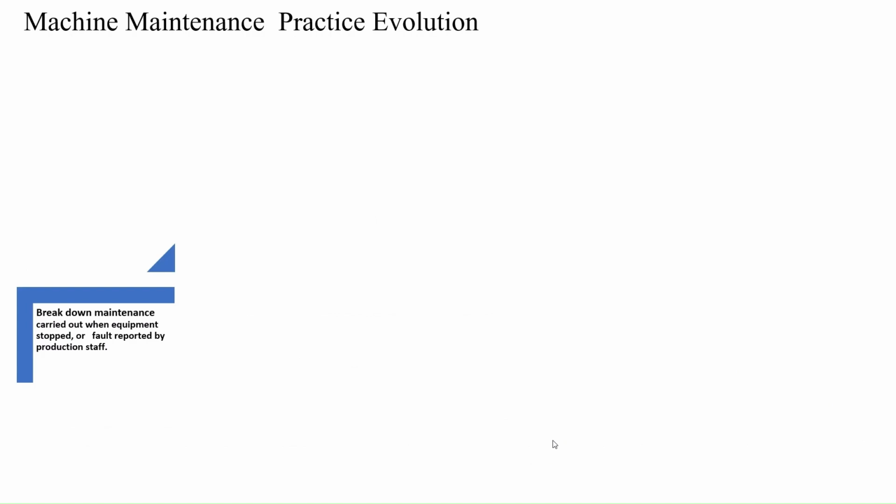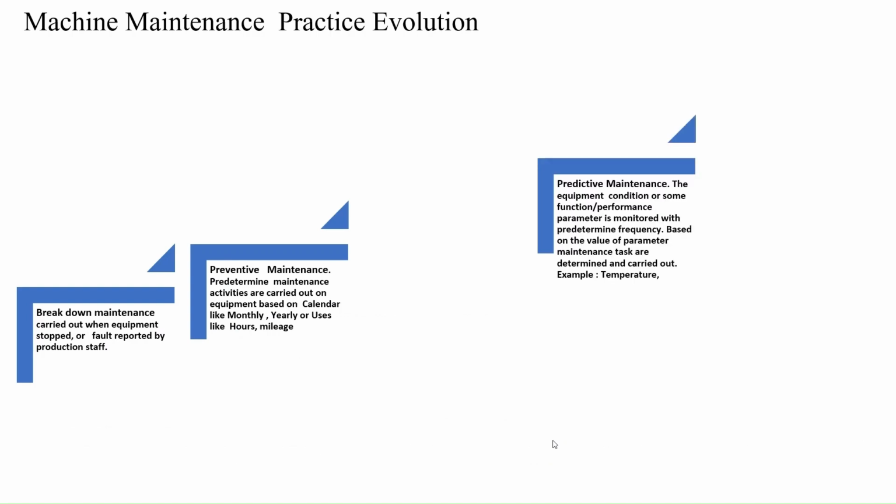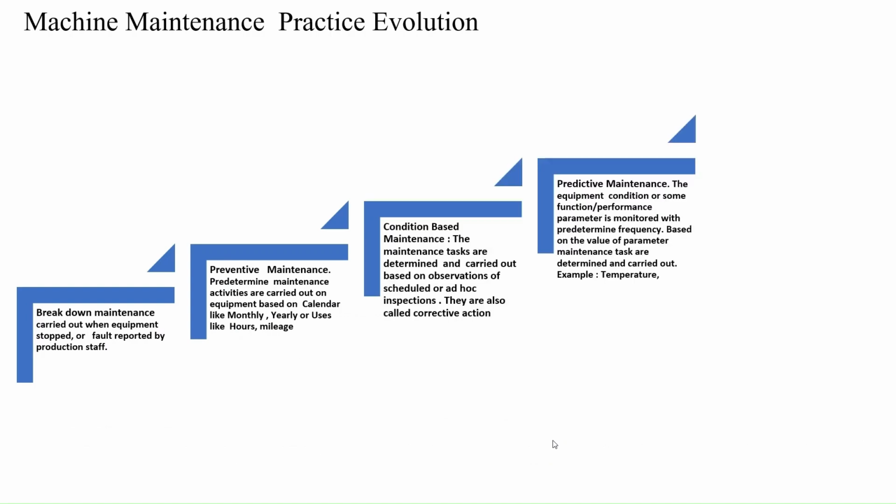Breakdown maintenance is carried out when equipment stops or a fault is reported by production staff. Preventive maintenance. Predetermined maintenance activities are carried out on equipment based on calendar, like monthly or yearly, or usage, like hours or mileage. Condition-based maintenance. The maintenance tasks are determined and carried out based on observations of scheduled or ad hoc inspections.